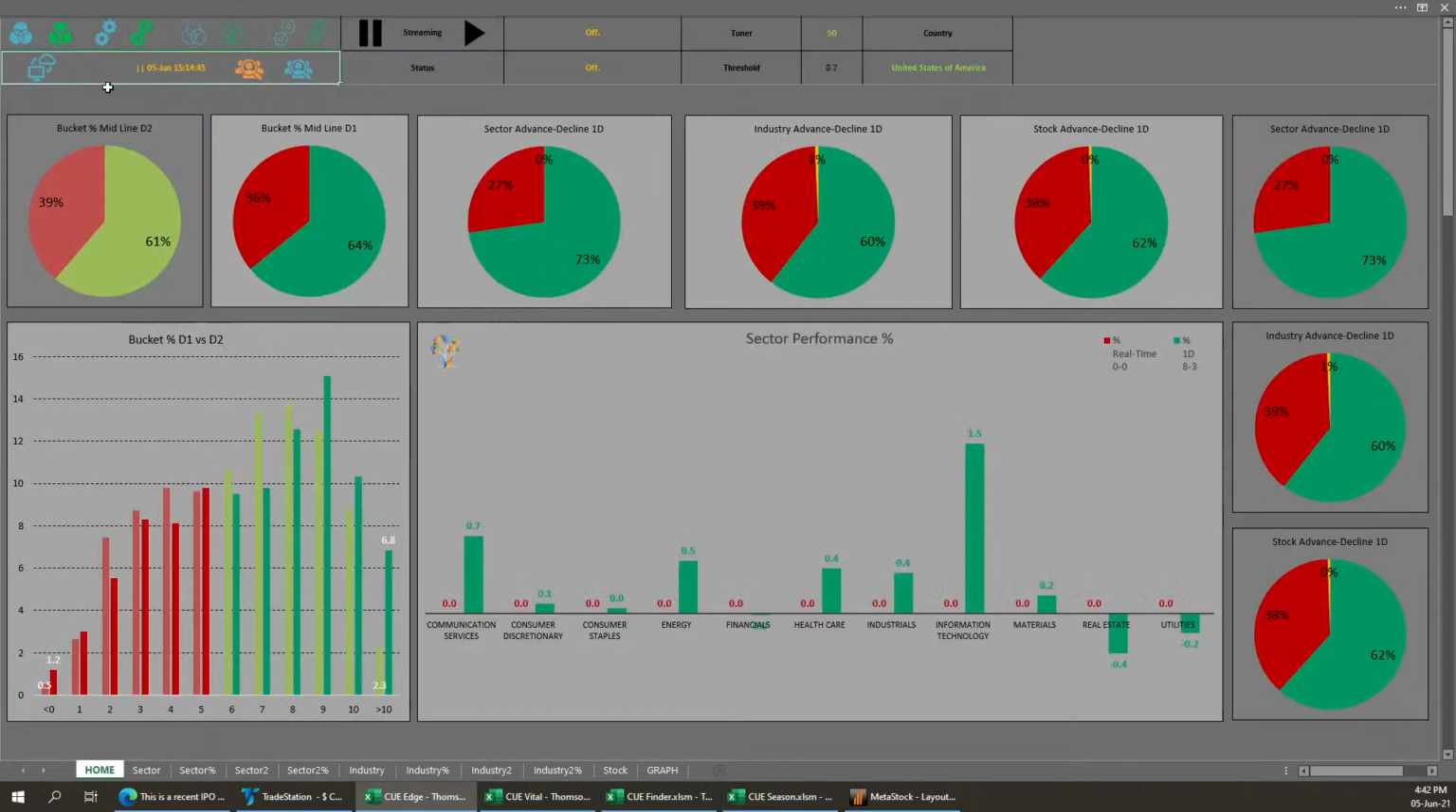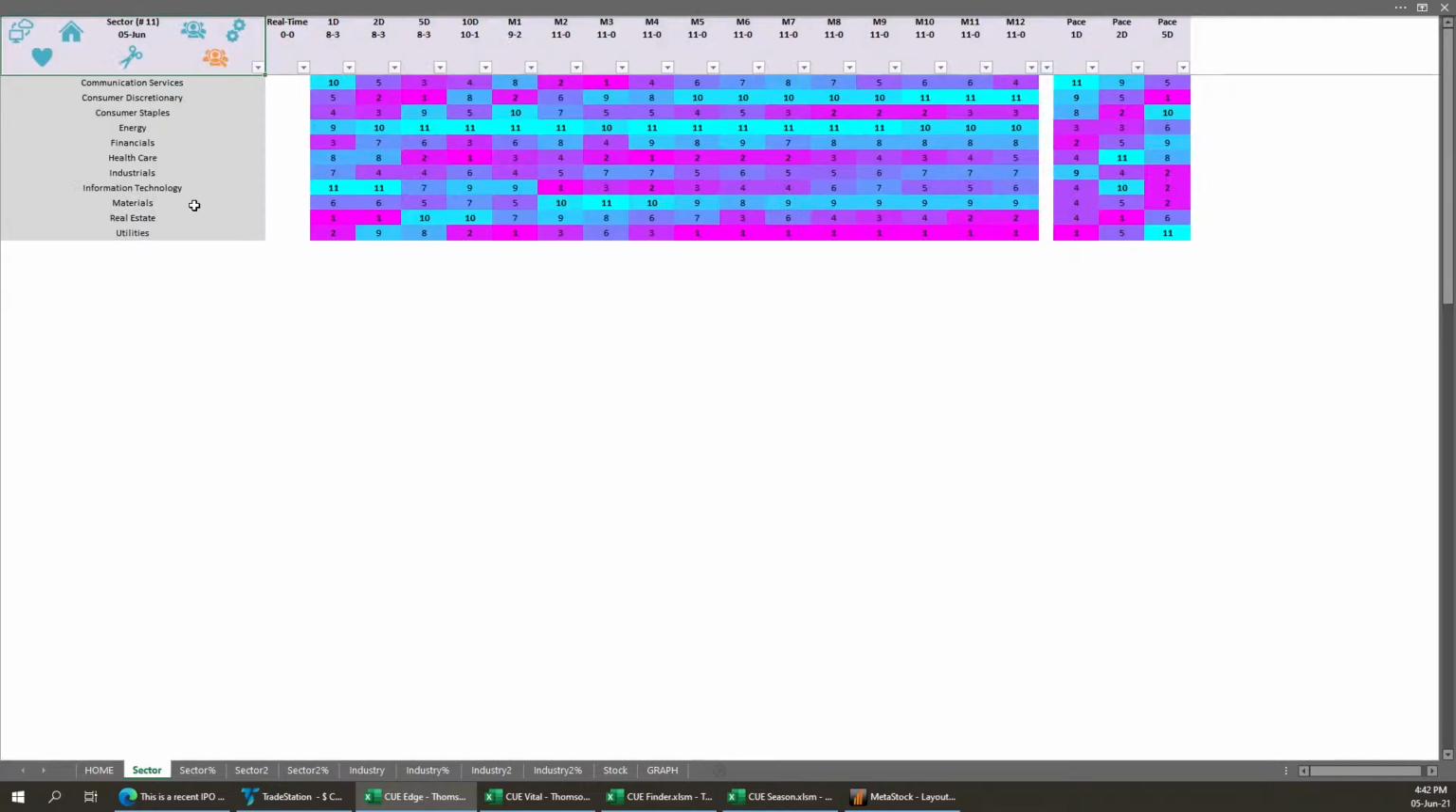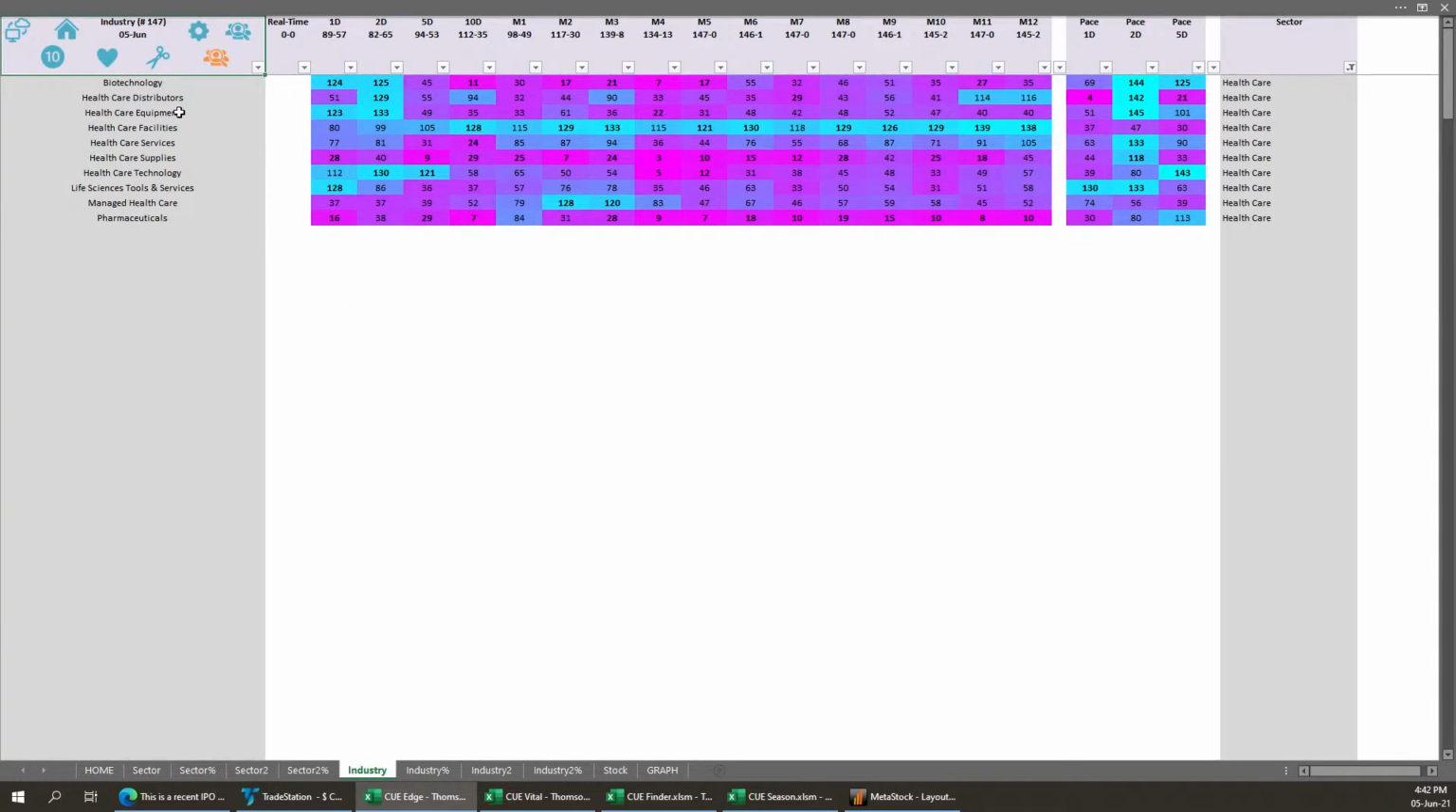Healthcare equipment. So why don't I go back to the home page of Edge, start with top down, go to the sectors first, look at healthcare sector. It was weaker earlier, it is improving in relative score and it has acceleration over 2 days. That is the healthcare sector. Let's look at the healthcare industries. I'm looking for healthcare equipment.